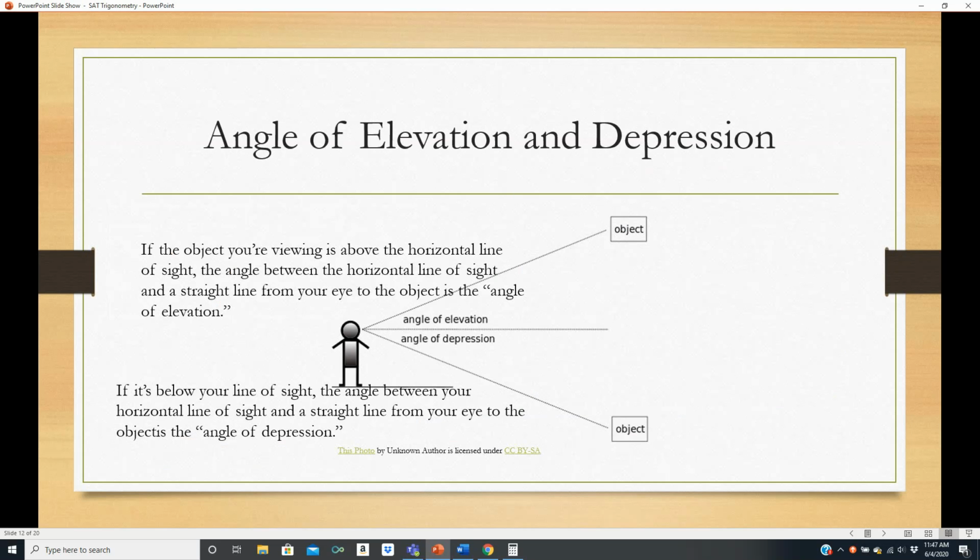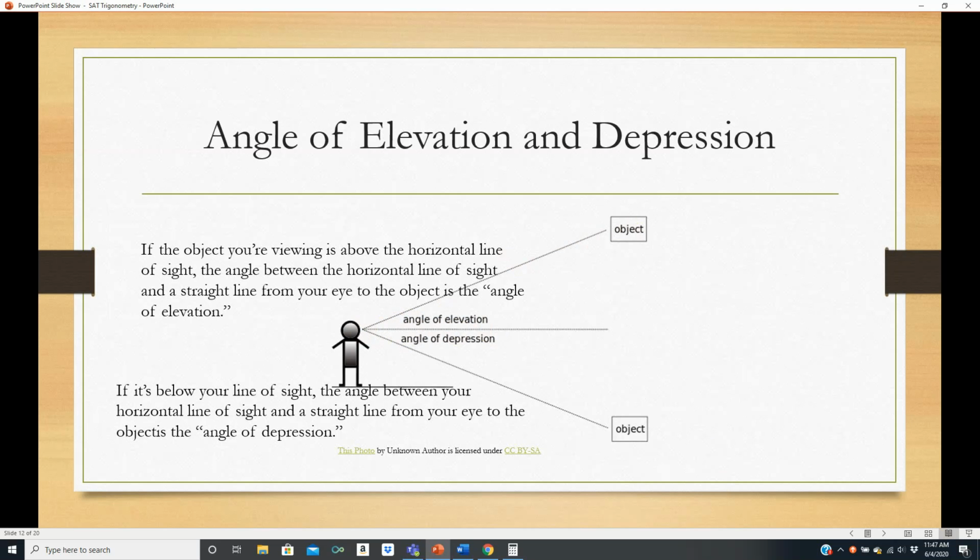If the object you're viewing is above the horizontal line of sight, the angle between the horizontal line of sight and a straight line from your eye to the object is the angle of elevation. So what I'm talking about here is this thingy. Here's your eye. All right, here is the object. The angle formed here is the angle of elevation. Get it 'cause it's elevated, it's going up.